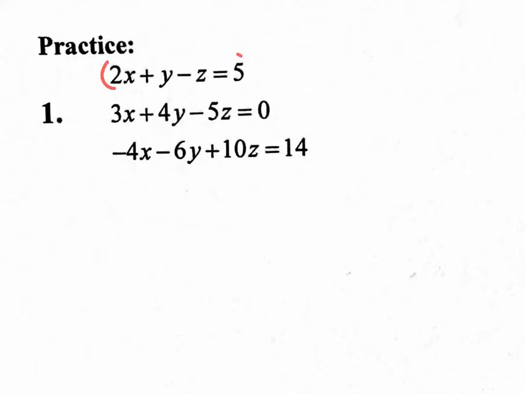And what are we going to do to the first? By positive 5. That way the negative 5's, oh no wait, negative 5, right? Yeah. Whoops. That way the positive 5z will cancel out with the negative 5z. All right, so let's multiply everything by negative 5. So we're going to end up with a new equation that reads negative 10x minus 5y plus 5z equals negative 25.